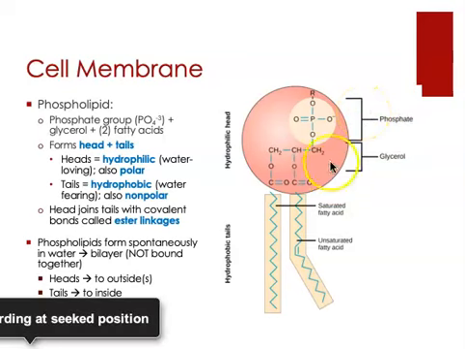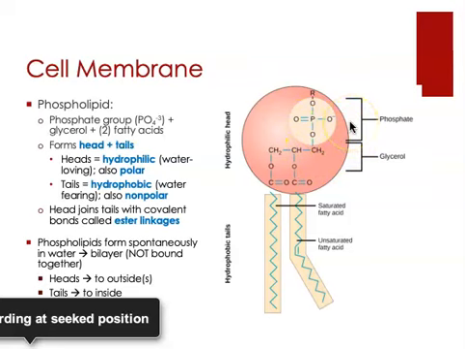Glycerol is a small molecule that contains 3 individual carbons. Those carbons are attached to what are called hydroxy groups. 2 of them, at least, have hydroxy groups attached to them. The 3rd carbon is attached to the phosphate group.